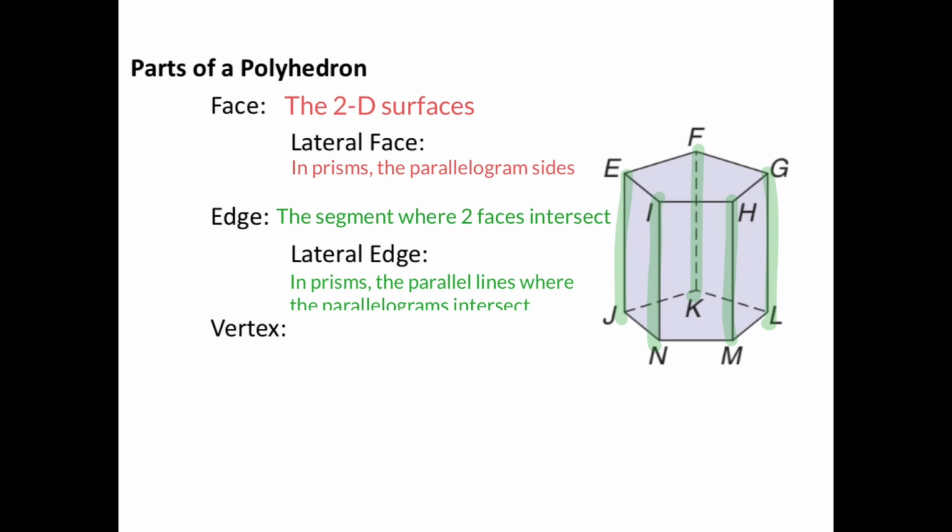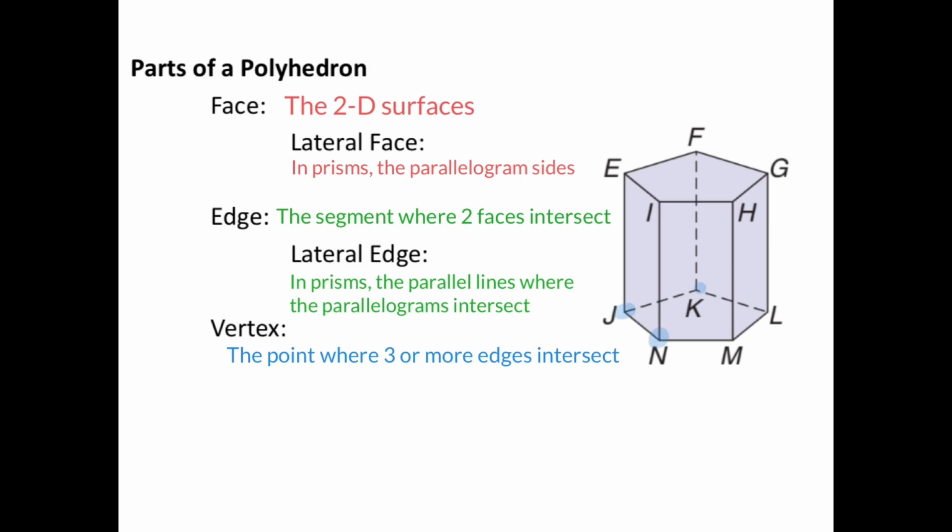Those are lateral edges. Actually, the ones that I've highlighted are the lateral ones. That's where the lines intersect the parallelograms. But there are other edges also. Each edge of the pentagon at the top and the bottom, those are the segments where all of those faces are intersecting. Lastly, in a polyhedron, the vertex is the point where 3 or more edges meet.